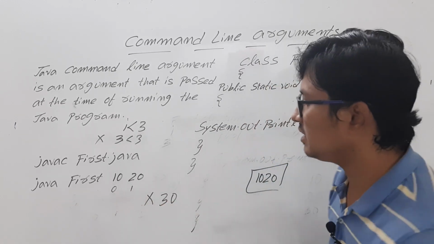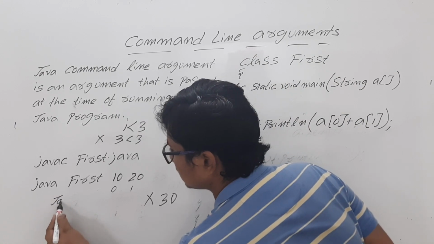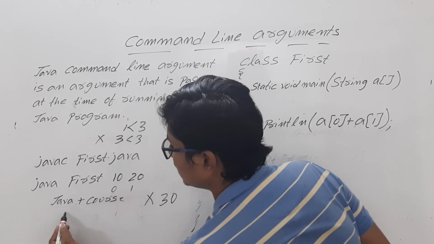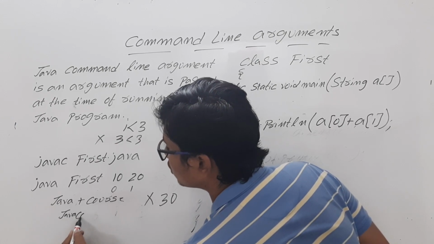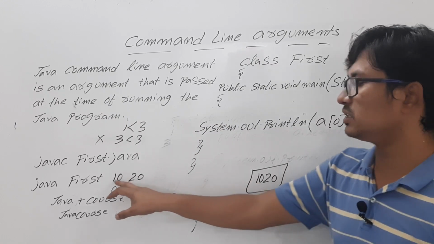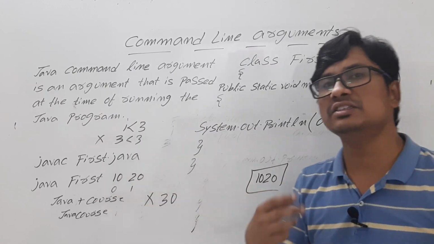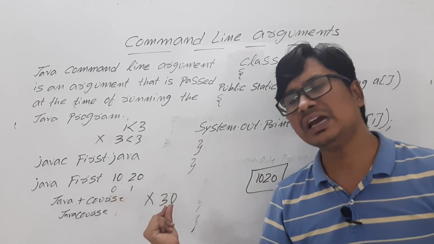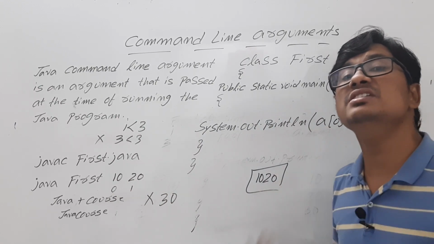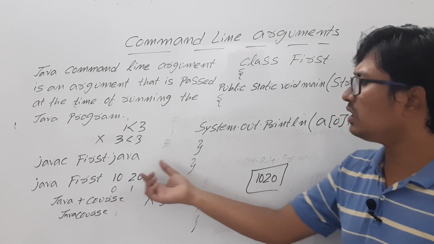Suppose I write "Java" as one string, plus "course" as another string, then you will get the output as Java course. It will be concatenating. So here 10 is considered as one string, 20 is another string, so it is performing the concatenation. So you got the output as 1020, which is a string. Okay, but I want the 30.